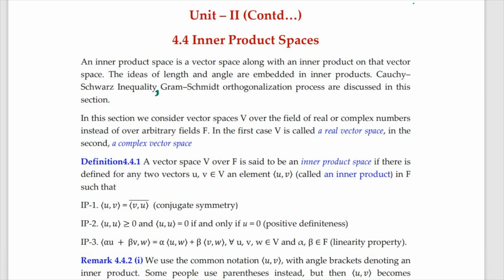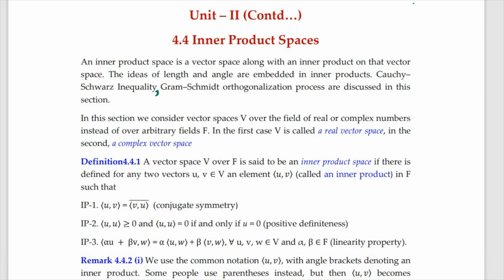A vector space V over F is said to be an inner product space if there is defined for any two vectors u, v in capital V an element which we denote in this way. Inner product of u, v is called an inner product. This operation is called an inner product in F, satisfying the following properties. The first: inner product of u, v is equal to the conjugate of inner product of v, u. This is termed conjugate symmetry, and we will call these IP1, IP2, IP3, the three axioms.